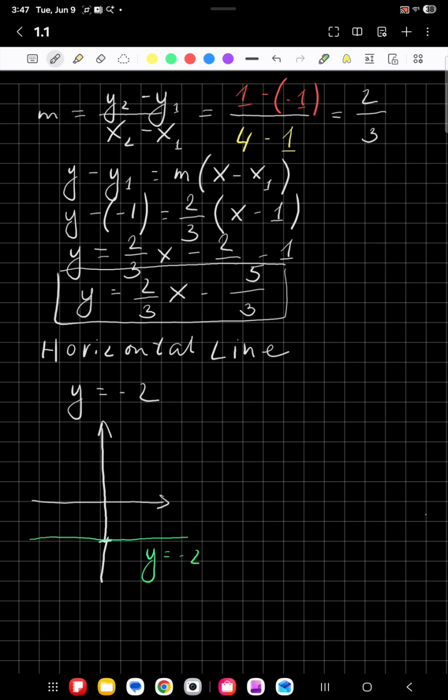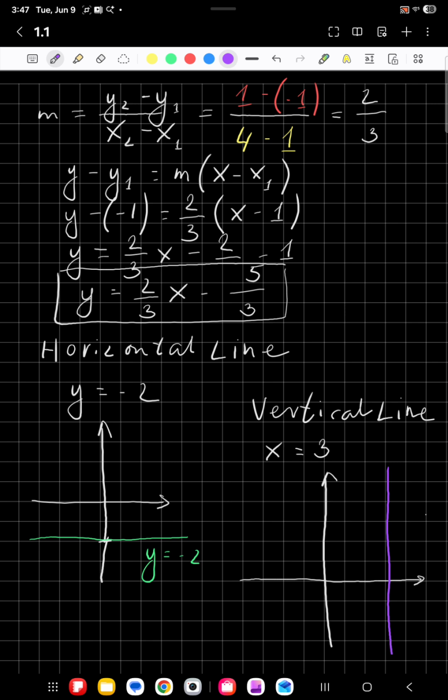So that was a horizontal line, and then we have a vertical line. Okay, so vertical line will have equation x equals a number. So let's write x equals maybe 3. And again, right, let me sketch it. X equals 3 will be a vertical line passing through x equals 3. Okay, so this is x equals 3.